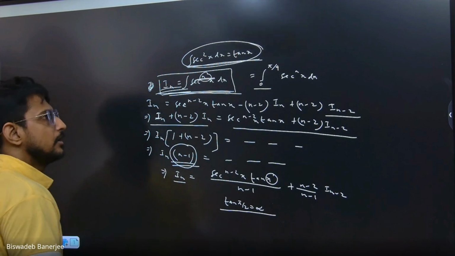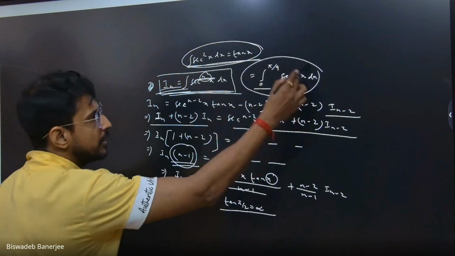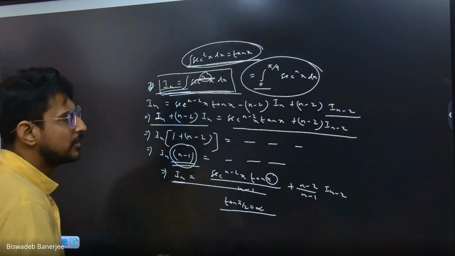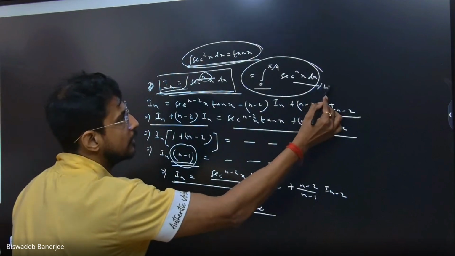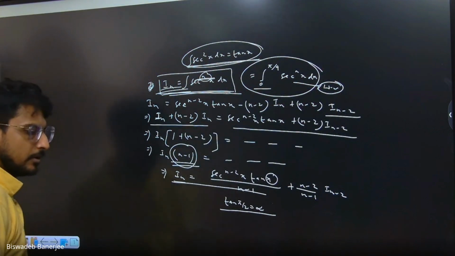Okay? So you can easily find this. Our In is this. Just find out integration 0 to pi by 4 sec to the power n x. So just take it as homework. You can easily solve this. Okay? So this is everything.